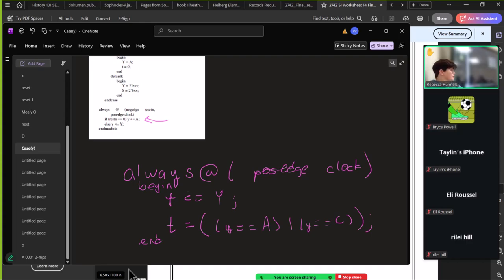So that is another way you can do it. If you have it in the second always block, it's definitely going to be a Moore, and it tells you which states give you the output. This is the most concise way of doing it, rather than saying if Y equals A, T equals 1. It just throws it all into one line.